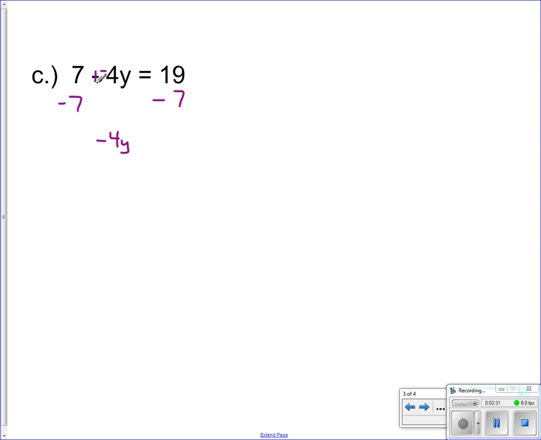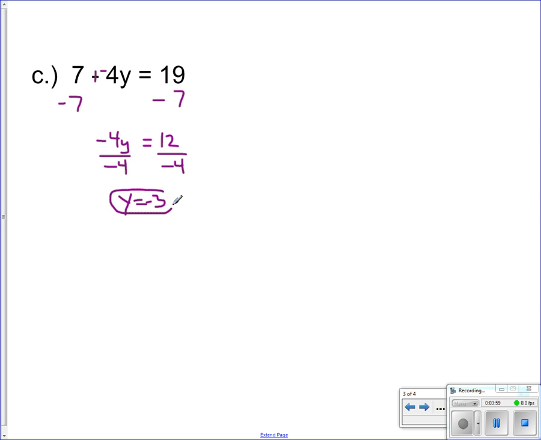Now if I didn't do the plus negative there, that would have been 0 minus 4y. I still need to bring down the negative sign when I write it over there. This just helps remind us to do that. 19 minus 7 is 12. Then I'm going to divide both sides by negative 4, because that's the inverse of multiplying, and I get y equals negative 3.